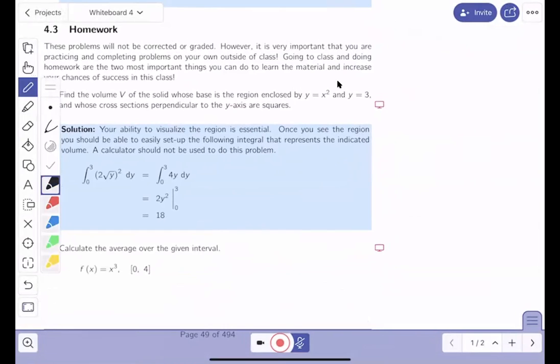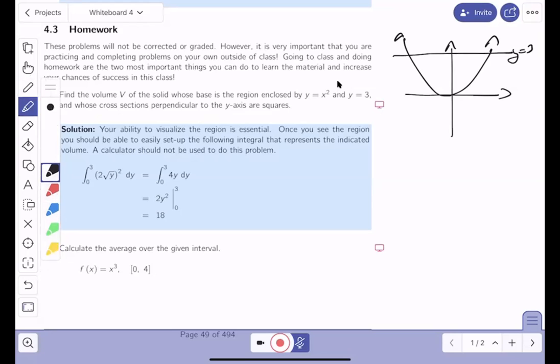The first thing I do is visualize what the base looks like. The base is going to be a curve, a really simple one. I'm glad for that. This is the first problem, by the way, so you'd expect something simple. That's the curve y equals x squared. Then they have y equals 3. This is y equals 3, and this is the base of it. Let me just shade that in for you. And this is the base. By the way, a base is an area. Right, so I got that covered. That's not a big deal.